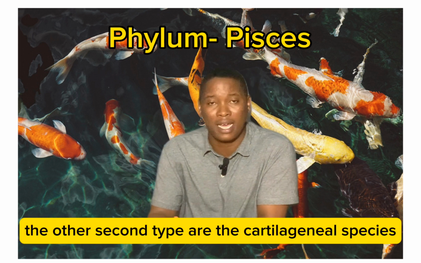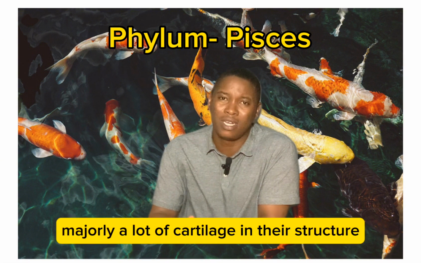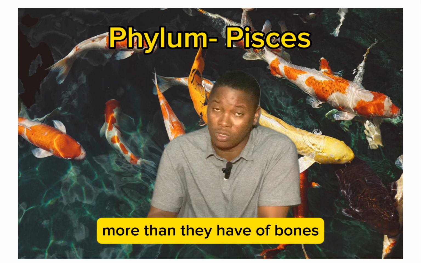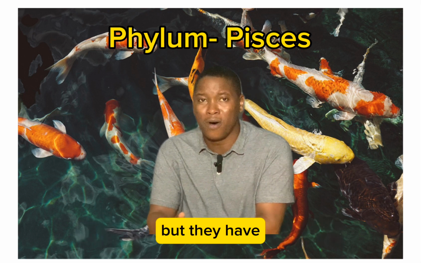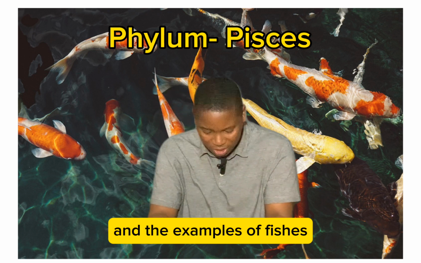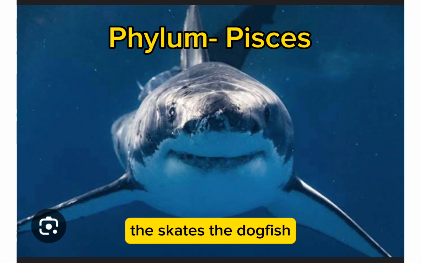Now, the second type are the cartilaginous fishes. These are fishes that have majorly a lot of cartilage in their structure, more than they have of bones. Not that they don't have any bones, but they have more cartilage than bone in their structure. Examples of fishes in this class include the sharks, the skates, the dogfish, the catfish, and the ray. This is important to note.